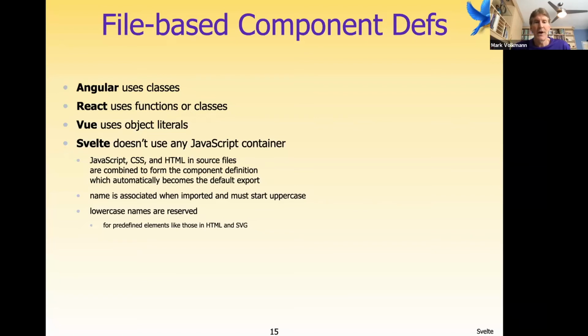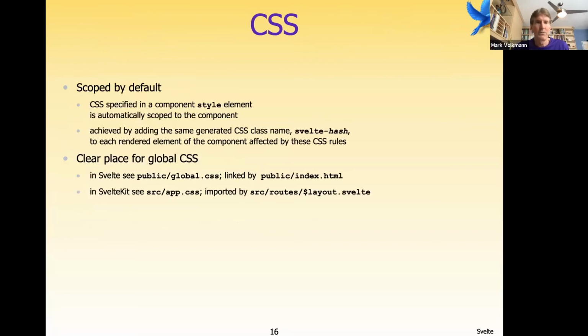Instead, it's just a file with a .svelte extension that happens to have the three parts that we saw. There's a script tag for the JavaScript, there's your HTML, and then a style tag for the CSS. So you don't have to surround it by any kind of JavaScript container, and I kind of like that approach.